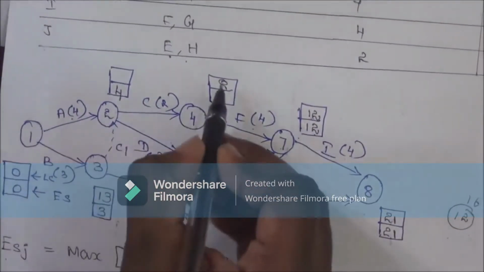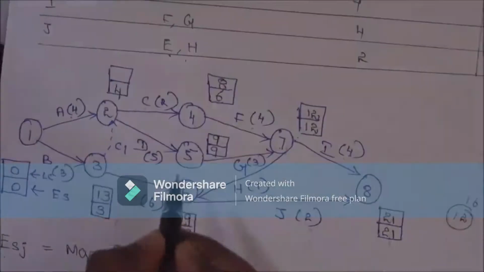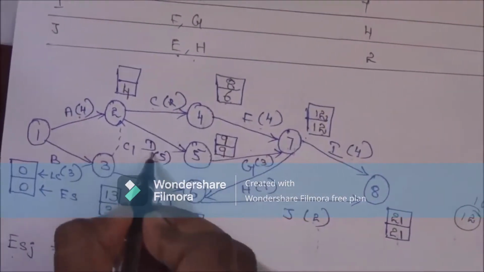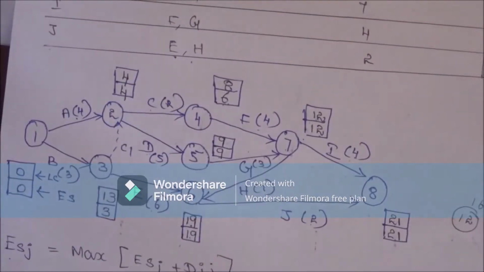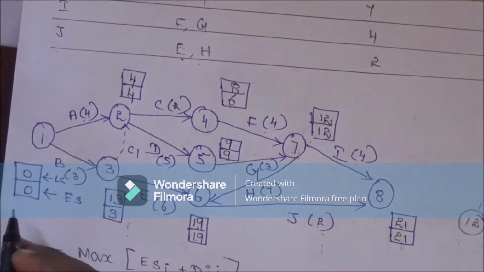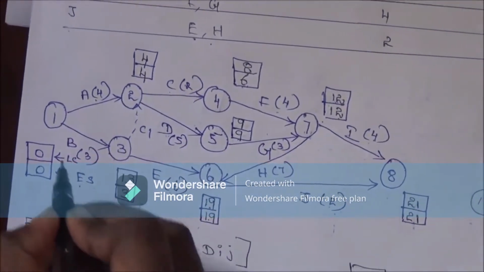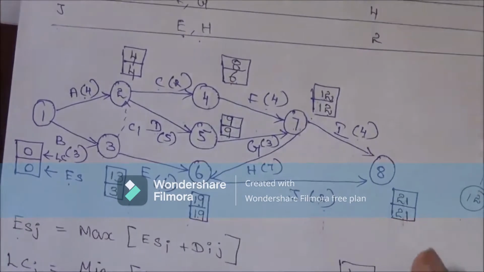This value is again 8, 6 minus 2 as well as 9 minus 5. 6 minus 2 is 4, and again 9 minus 5 is 4, so we can take any 4. So we have calculated the latest start time as well as the earliest start time and the latest completion time for the network flow.